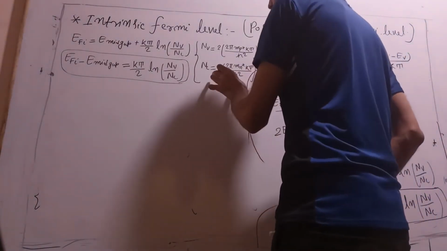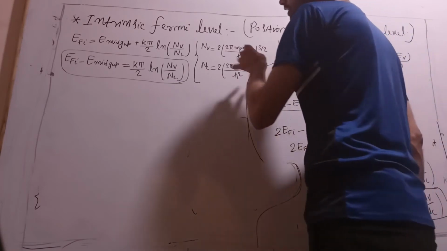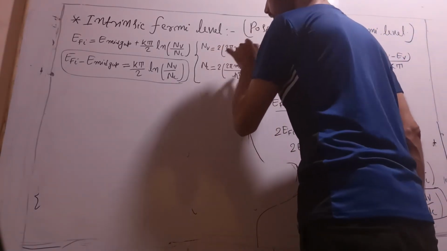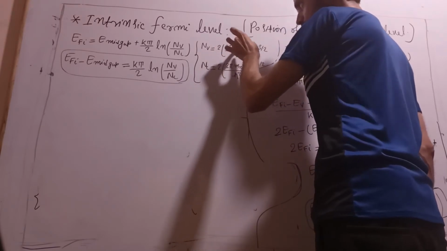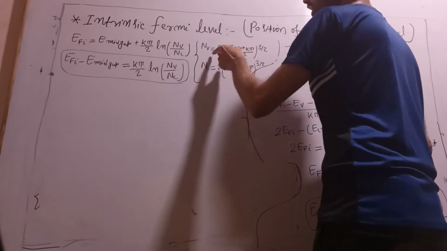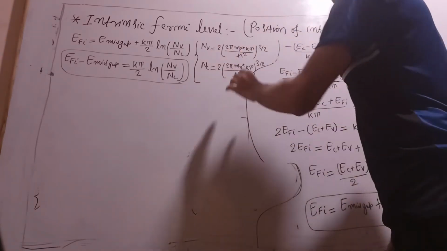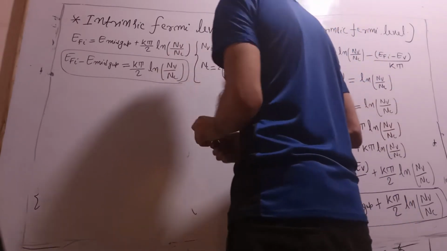Now see here, what we can see here, this NV and NC both are proportional to effective mass. Both are proportional to the effective mass of electron and the effective mass of hole.